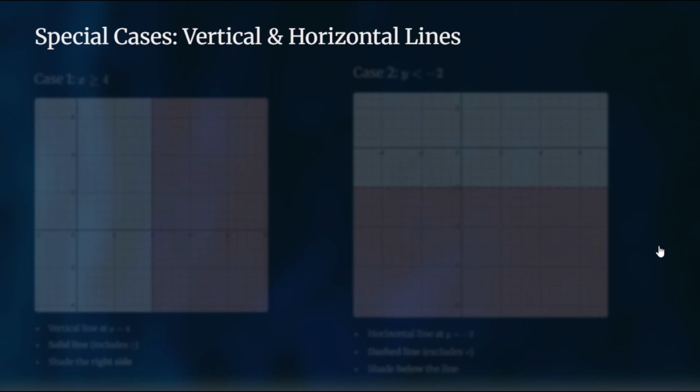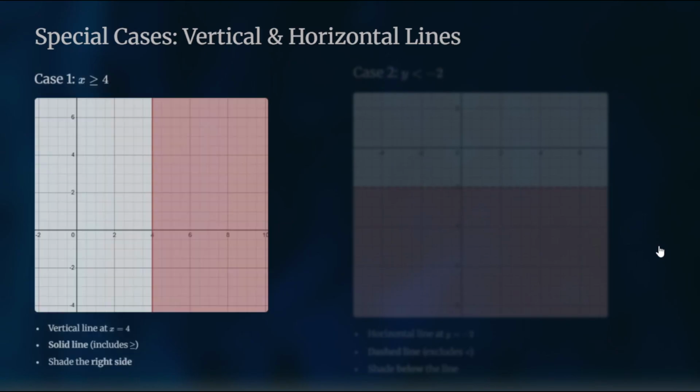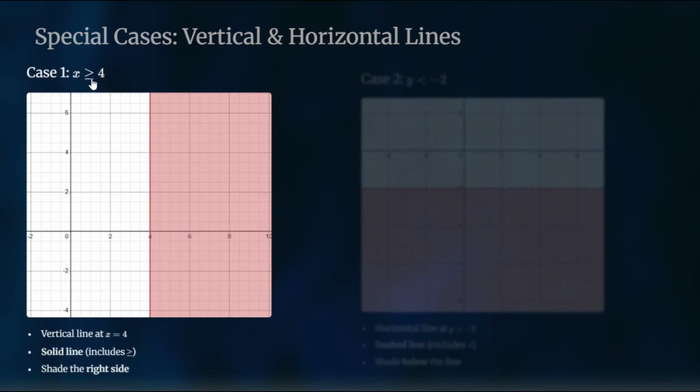So here are some special cases. Let's say I have x is greater than or equal to 4. So we'll draw the line x equals 4, and we'll have a solid line because our inequality is greater than or equal.